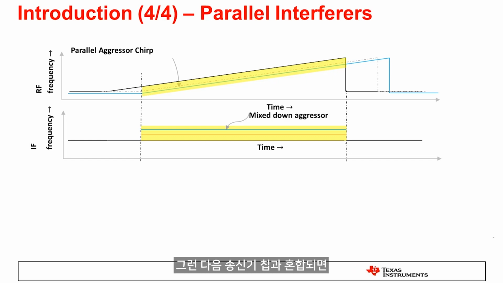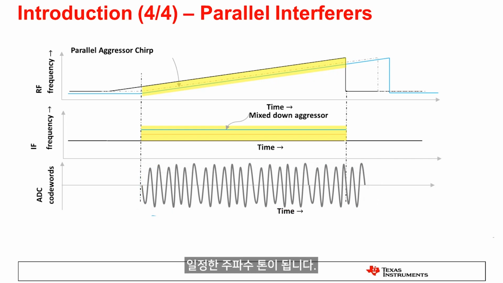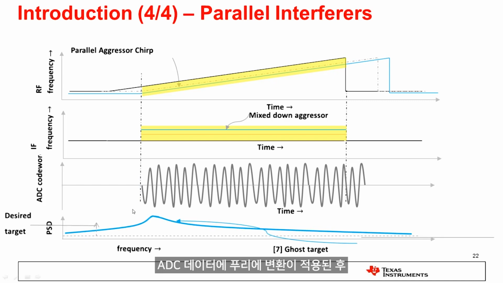When mixed down with the transmitted chirp, the parallel interferer becomes a constant frequency tone in the ADC data. After the Fourier transform has been applied on the ADC data, in the Fourier domain, it becomes a ghost object. That is, it behaves like a target at a random distance with a random velocity.